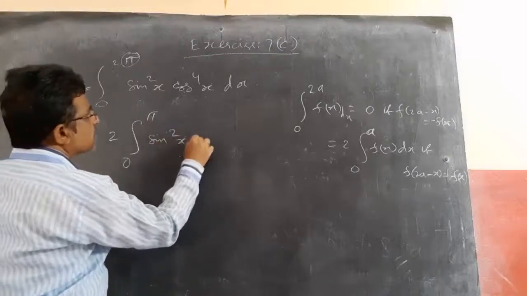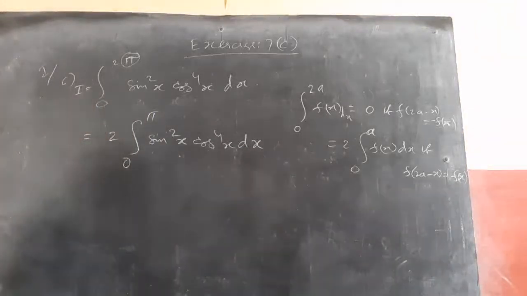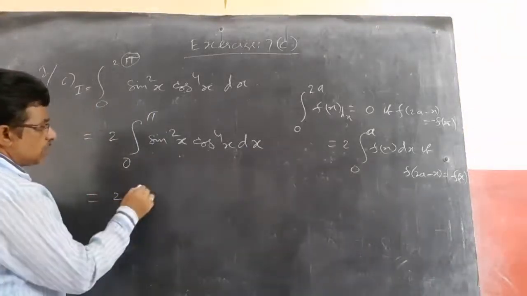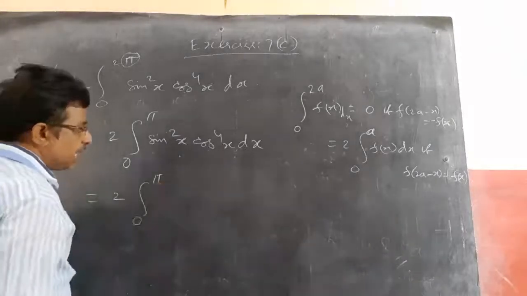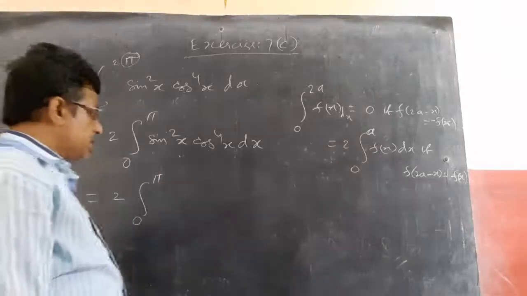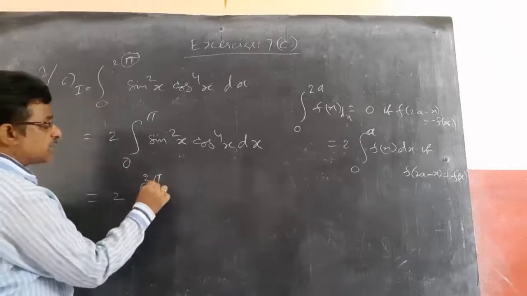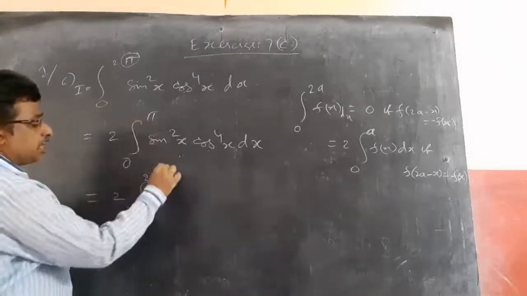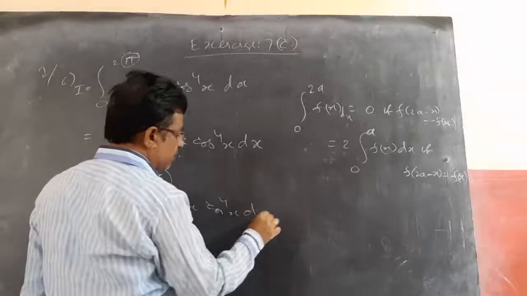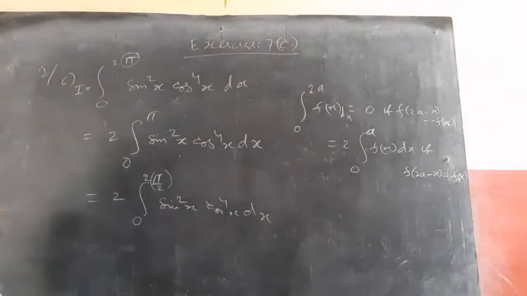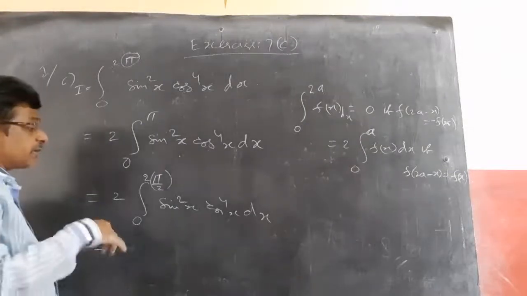So sin square x into cos power 4x dx. Now 2 into integral of 0 to pi. Here there are 2 ways of doing the sum. You can apply the formula, that is, again this pi I can write as 2 into pi by 2, sin square x into cos power 4x dx. Another way is writing sin square as 1 minus cos square. You can convert everything in terms of cos, no need of sin power m and cos power n. That is another way to solve.